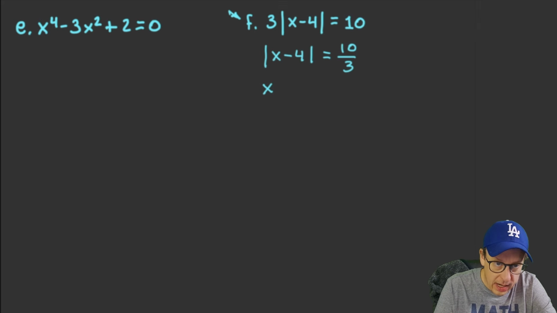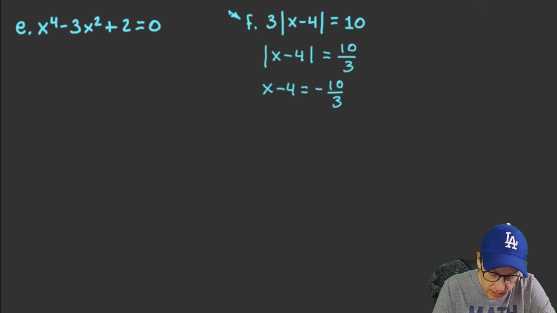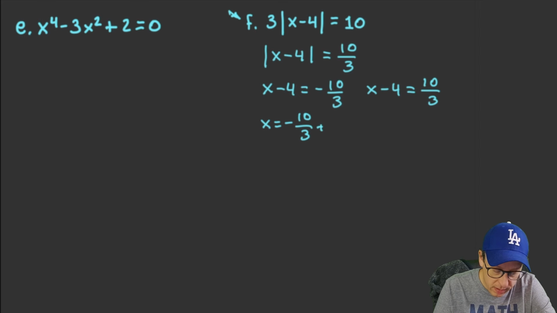So I need to find x minus 4 equal to -10 over 3. And I also need to solve for x minus 4 equal to positive 10 over 3. So x is equal to negative 10 over 3 plus 4, and x is equal to 10 over 3 plus 4.